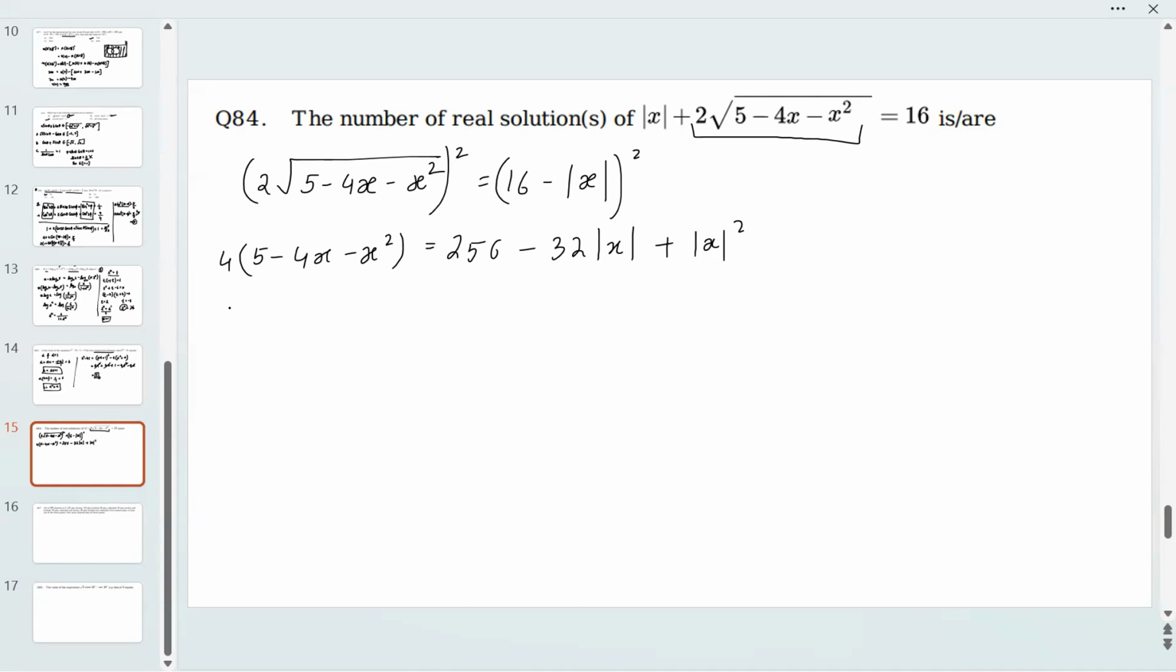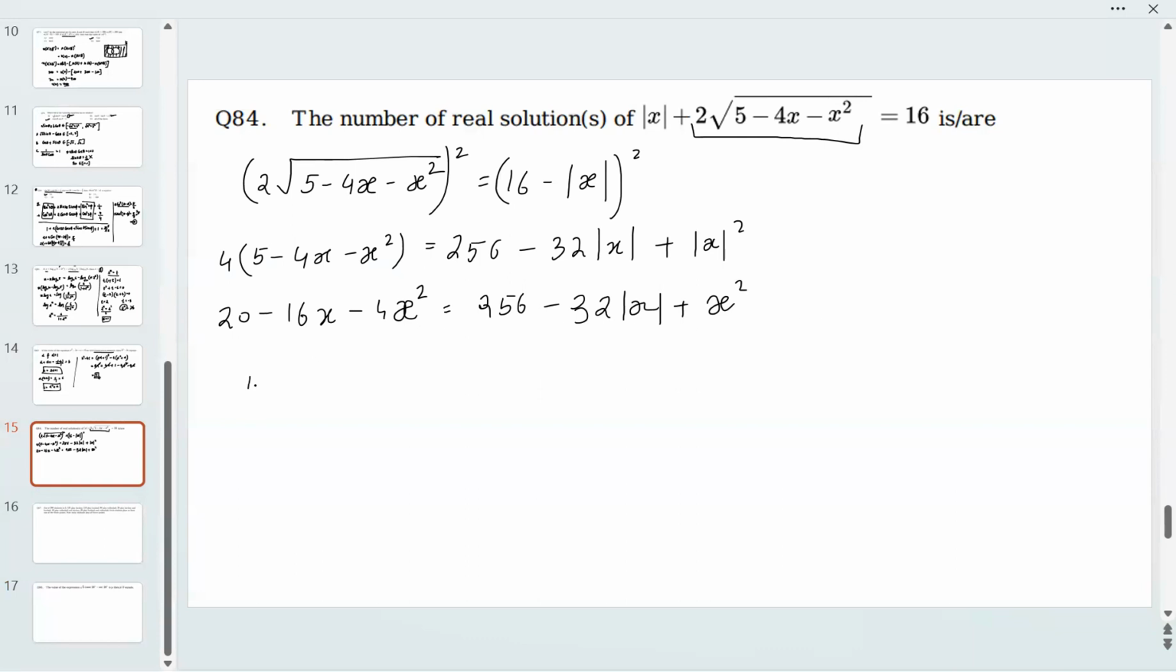Okay, we'll simplify here. 5 4s are 20 minus 16x minus 4x square is equal to 256 minus 32 mod x. Since it is square, we don't need to put a modulus, so we'll get x square. Now bringing everything on one side, the right side.